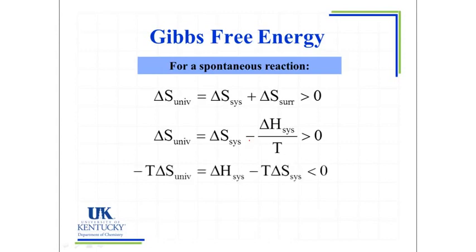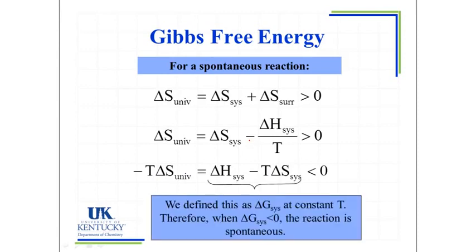Now I'm going to multiply everything through by a negative T. I'm going to then define this portion of my expression, delta H of the system minus T delta S of the system, as delta G. So I can use this to calculate delta G of the system, and what I see is that if delta G of the system is less than 0, then I will have a spontaneous process, because this corresponds to delta S of the universe being greater than 0.